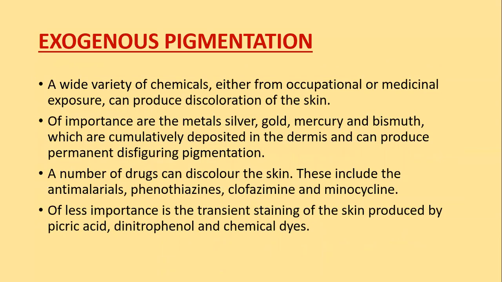Exogenous pigmentations. A wide variety of chemicals, either occupational or medicinal, can produce discoloration of the skin. Of importance are silver, gold, mercury, and bismuth, which are cumulatively deposited in the dermis and can produce permanent disfiguring pigmentation. A number of drugs can discolor the skin, and they include the antimalarials, phenothiazines, clofazimine, and minocycline. We have discussed these drugs in the previous lecture. Of less importance is the transient staining of the skin, which is produced by picric acid, dinitrophenol, and chemical dyes.